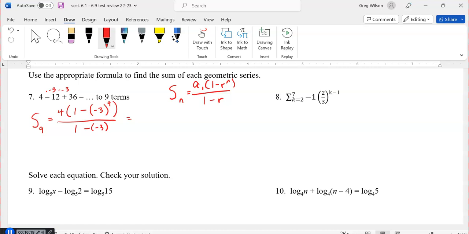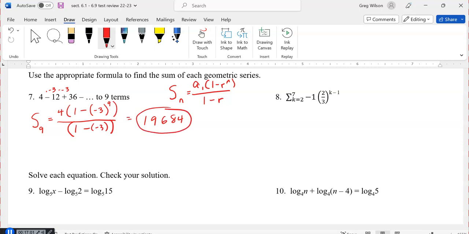So 4 parentheses, 1 minus, and I'm going to put -3 in its own set of parentheses, just like I have it written. Raise -3 to the 9th power. All right, I'm closing the parentheses. And I'm going to do divided by 4. But if you wanted to do it just like I have it written here, then you would need parentheses around 1 minus -3. But entering it in as just divided by 4, you don't need parentheses, so the answer is 19,684.